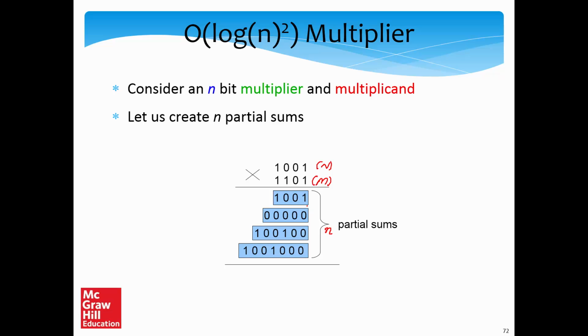All of these partial sums can be generated in parallel. So this partial sum can be generated simultaneously with this, which can be generated simultaneously with this. Generating all the partial sums is very easy. It takes a constant amount of time. After that, we need to add n numbers.